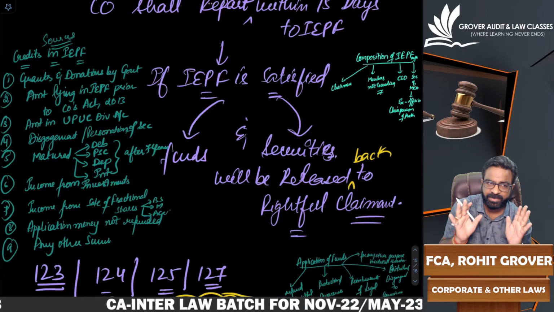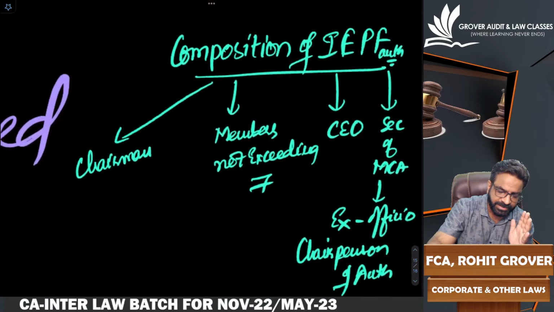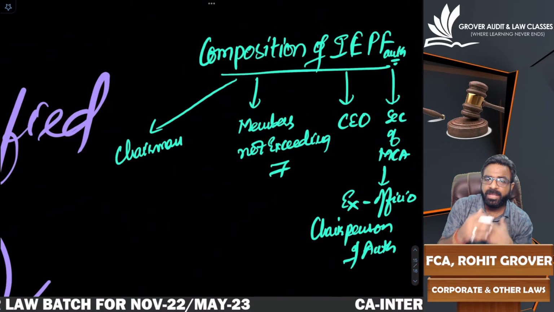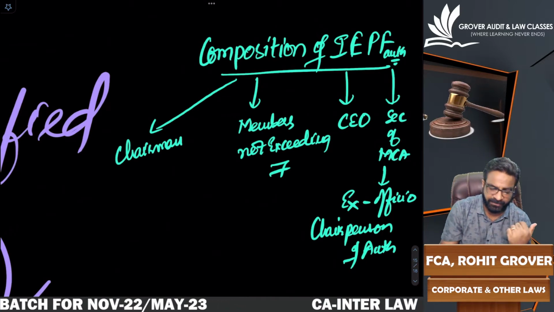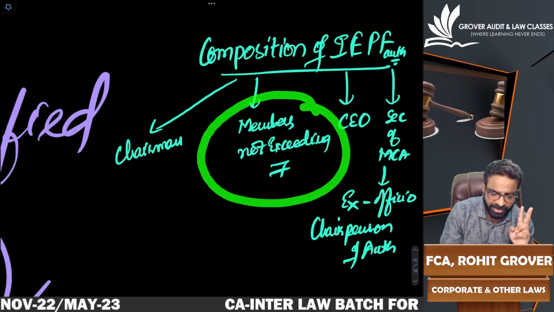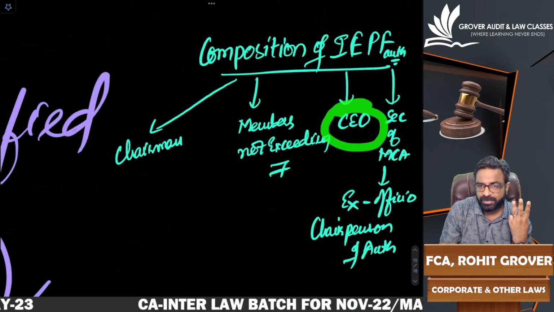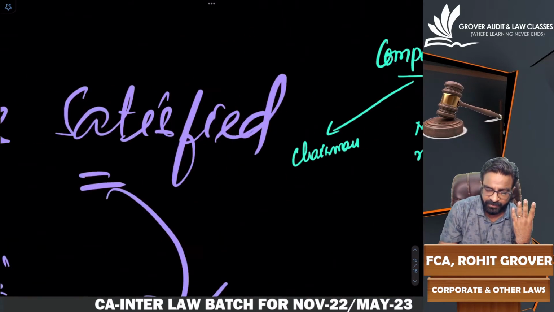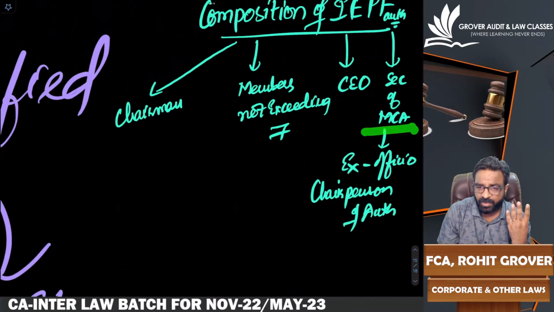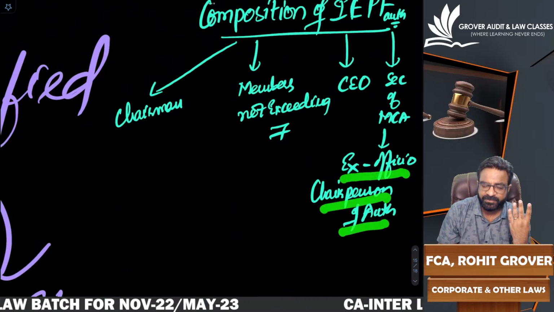Perfectly understood, section number 125. Yes, sir. Now, the question is, what is IEPF? Full form I already told you. Yes, sir. But how many members are there in the IEPF? Read point number one. Chairman, and members not exceeding how many? 7. One is the CEO. And one is the person who is the Secretary of the Ministry of Corporate Affairs, who is also going to be known as the ex officio chairperson of the authority.